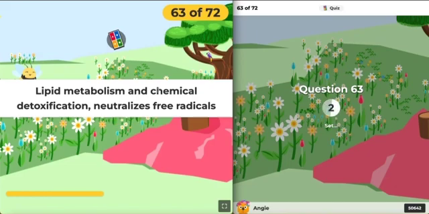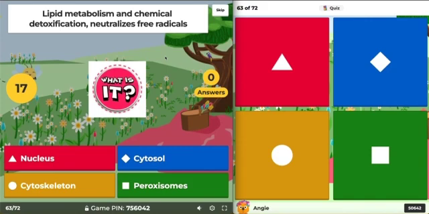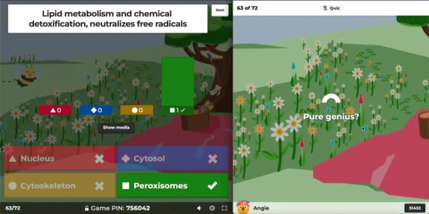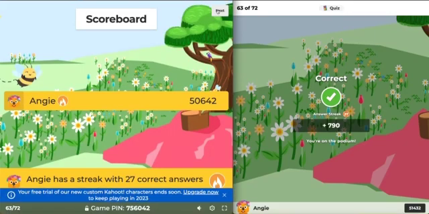Lipid metabolism and chemical detoxification, neutralizes free radicals. So that's going to be the peroxisomes, because of lipid metabolism and it neutralizes free radicals. That's what gives us away.